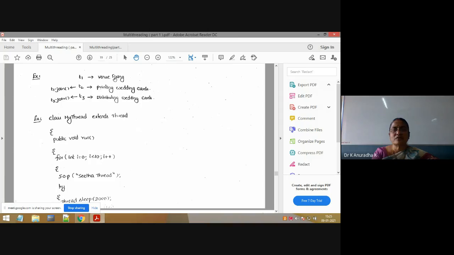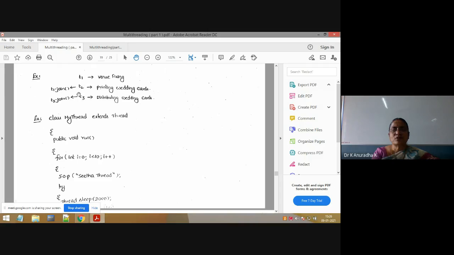Means first when you are fixing the venue, then only printing the wedding cards. So in real time we can say like this. Inside the thread T2, if you write T1 dot join, this printing wedding cards we have to wait until this venue fixing is completed. Like that we can explain.